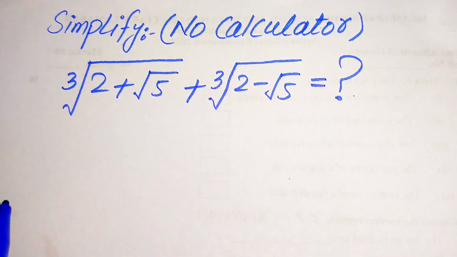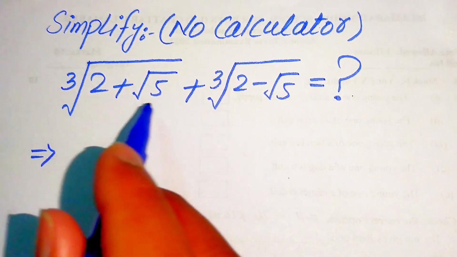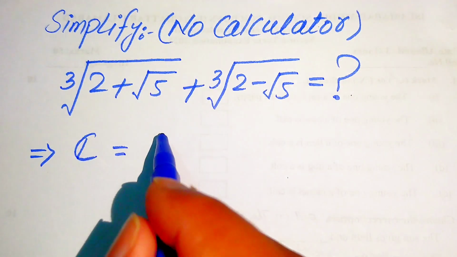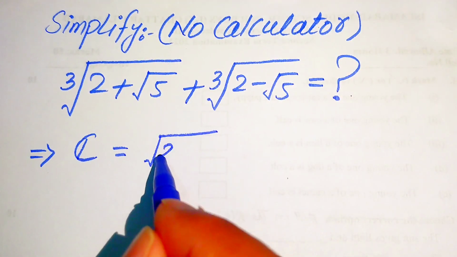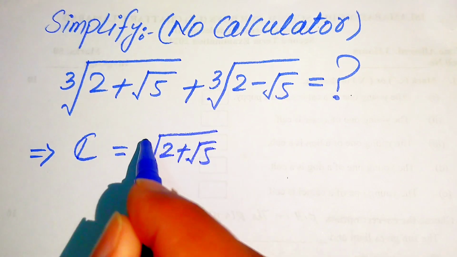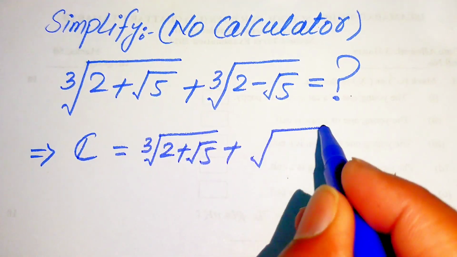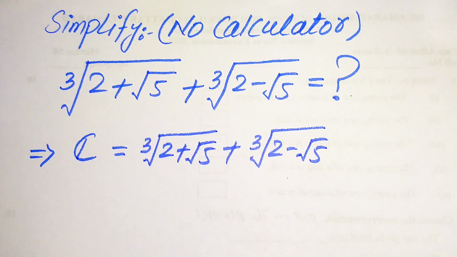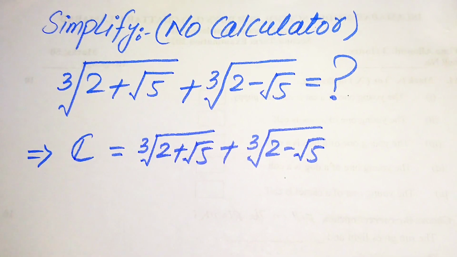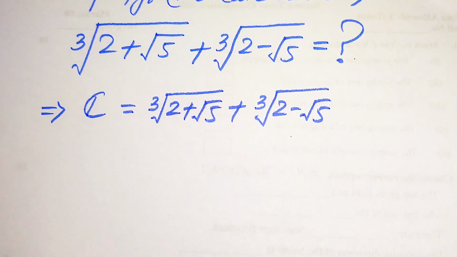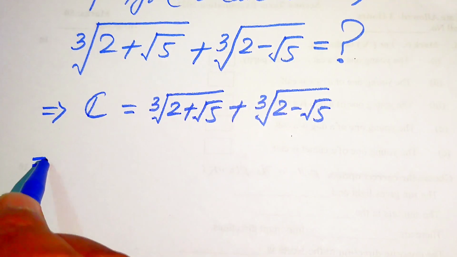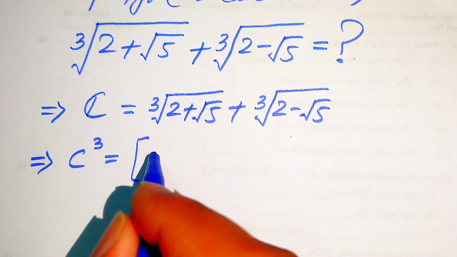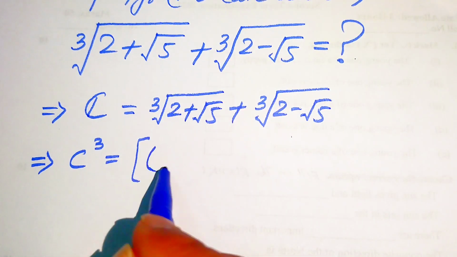So here the very first step we are going to do is first we will take this complete algebraic expression equals to some c, and it is equals to cube root of 2 plus square root of 5 plus cube root of 2 minus square root of 5. Okay, so now we need to take the cube on both of the sides in order to remove these cube roots, so that when you take cubed it will be written as c cube equals to, we write this cube root into the exponent form.